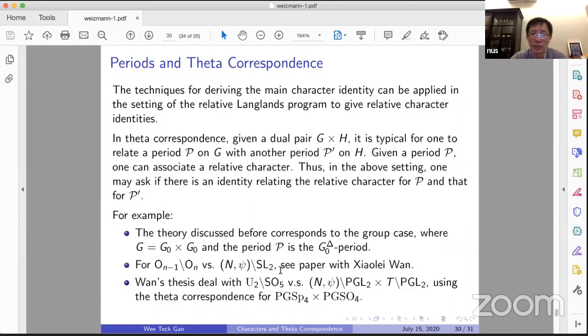Yes. So I think I gave two examples here. One was a paper that has been on the arXiv for a year already with my student Xiaolei Wan. So here, for example, if you look at the dual pair SL2 and ON, let's say N is even, then you can look at Whittaker periods on SL2 and ON minus 1 periods, and they are related by theta correspondence. And there is some relative character identity.